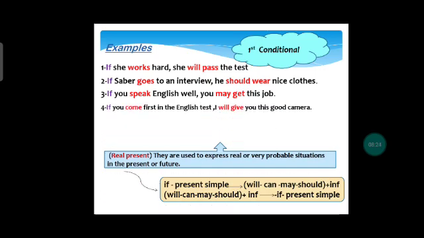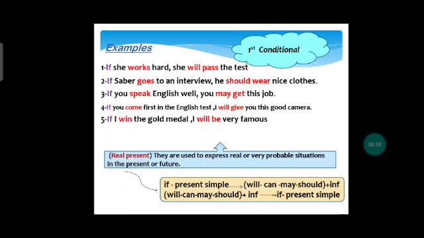If you come first in the English test, I'll give you this good camera. Oh, what? What is this? It's a promise. Do you remember when we had future with will? Yes. And we said that will can be used for promises. When you make a promise, you use will. Here also, if you come first in the English test, I will give you this good camera. It's a promise. So we can use first conditional to talk about promises.